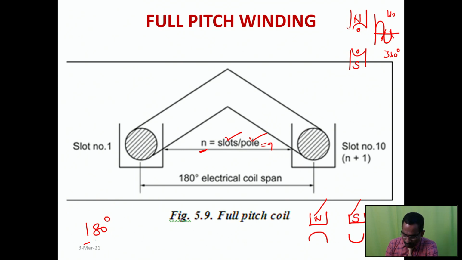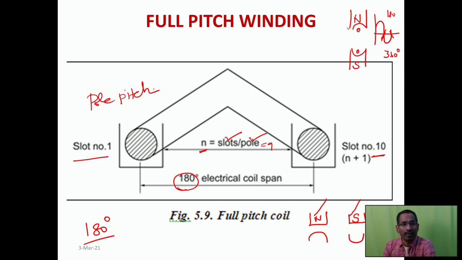Here the coil's first side is kept at slot number 1, another side is kept at slot number 10. The electrical angle is 180 degrees. It is equal to 1 pole pitch. If I am placing the conductor like this, it is called as full pitch winding.